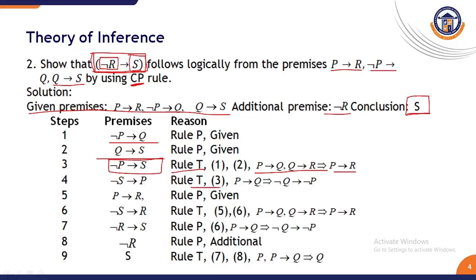Again, apply the rule T for step 3. It means the contrapositive rule is followed. Here P implies Q equals negation Q implies negation P. Therefore, negation P implies S is equivalent to negation S implies P. In step 5, the given premise is used. This rule P is followed. Again, apply the hypothetical syllogism. That is rule T for steps 5 and 6. P implies Q and Q implies R gives P implies R. Therefore, negation S implies R.